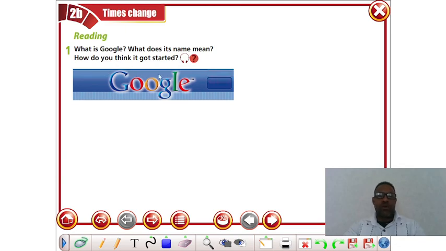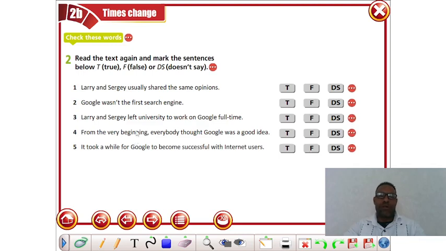What is Google? What does its name mean? And how do you think it got started? And I think we all want to know. Google is basically one of the things we use the most so far. Then after reading, you complete the exercise that we got there. All right, this is a true, false, or does not mention. So according to the reading, you are supposed to select the correct one.